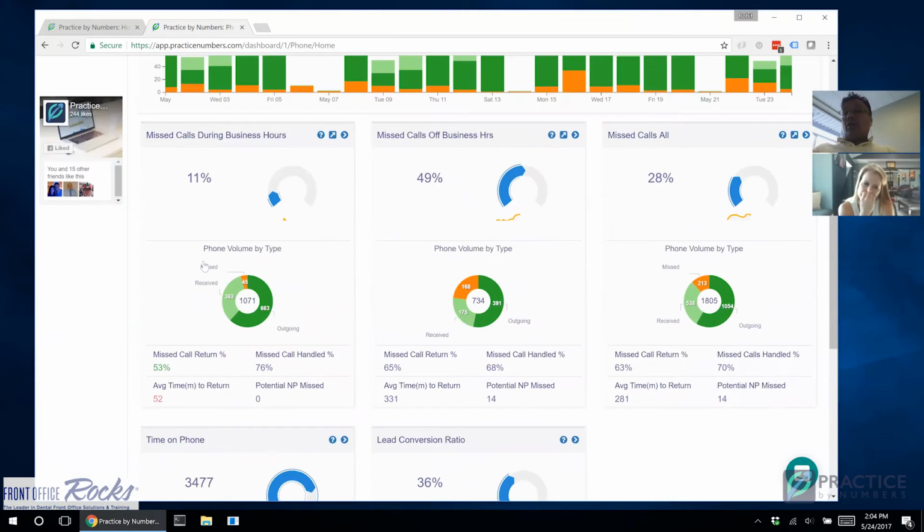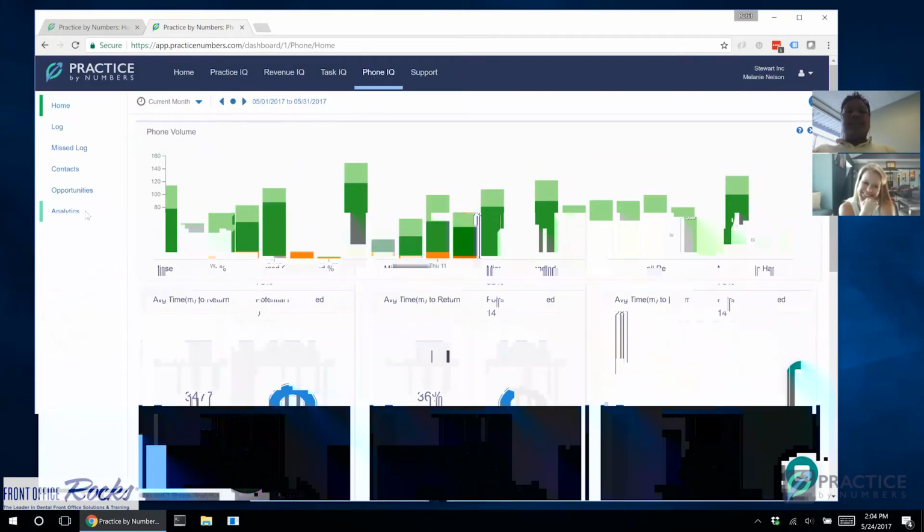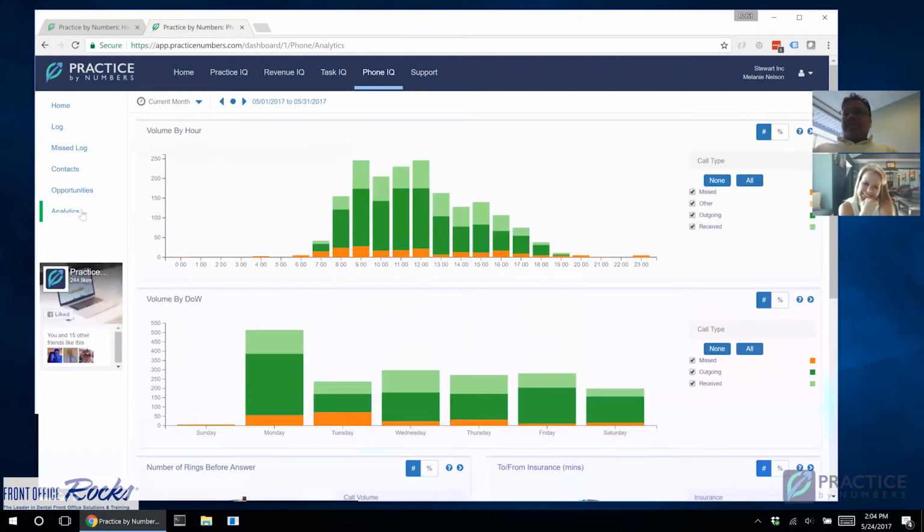And since we're running out of time over here, and I see Laura checking her clock, let's quickly jump into the analytics to understand the volume of calls coming in. You want to understand when you are missing your calls. So this is showing you volume by hour.